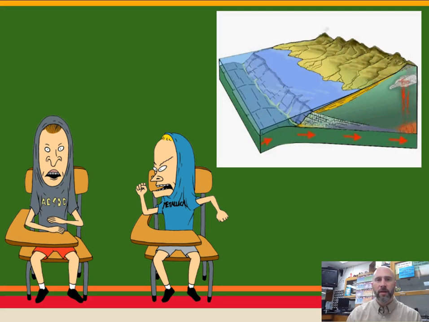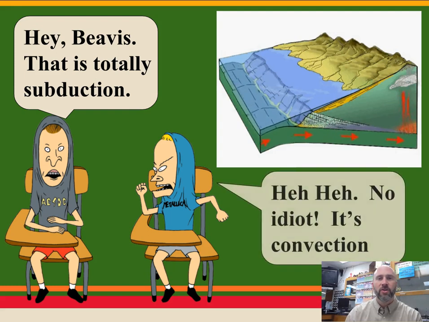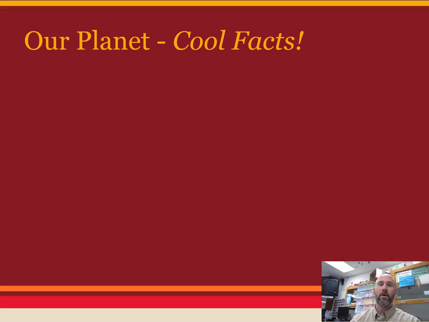So we've got Beavis and Butthead here looking at this animation showing this oceanic crust, the basalt, thinner, versus the continental crust, mostly granitic, and it is thicker. And Butthead says that's subduction, and then Beavis is saying no, that's convection. Which one of those guys is correct? Is this animation showing convection or subduction? Maybe a new word for you. Butthead has it right. That is subduction. That's what we call it when the oceanic plate, which is more dense, goes underneath the continental plate.